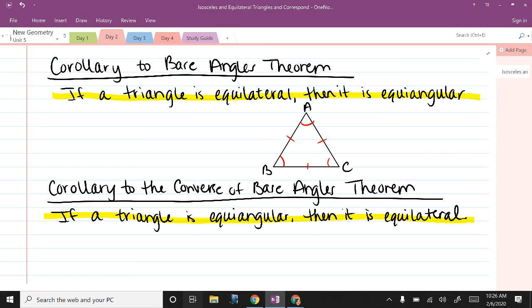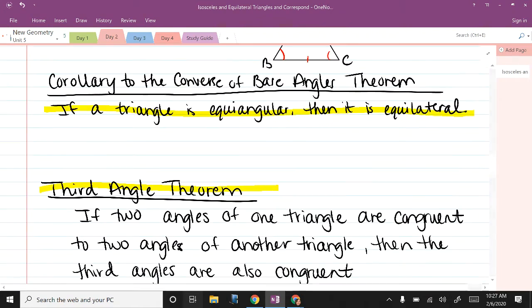And then the corollary to the converse of the base angle theorem says it the other way. If it's equiangular, then it's equilateral. So that goes both ways too. It's an if and only if statement. The hypothesis and conclusion of the theorem and the converse are both reversed. So if a triangle is equilateral, it's equiangular, and if it's equiangular, then it's equilateral. If all the angles are the same, then all the sides are the same. And if all the sides are the same, then all the angles are the same. Make sense? Okay.